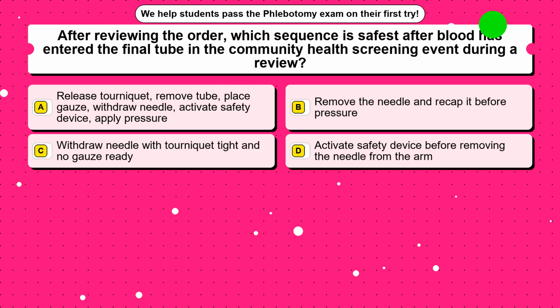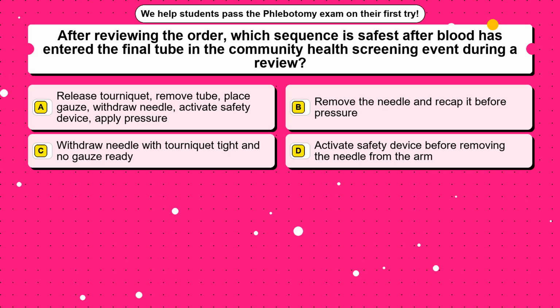Question 87. After reviewing the order, which sequence is safest after blood has entered the final tube in the community health screening event during a review? Option A. Release tourniquet, remove tube, place gauze, withdraw needle, activate safety device, apply pressure.